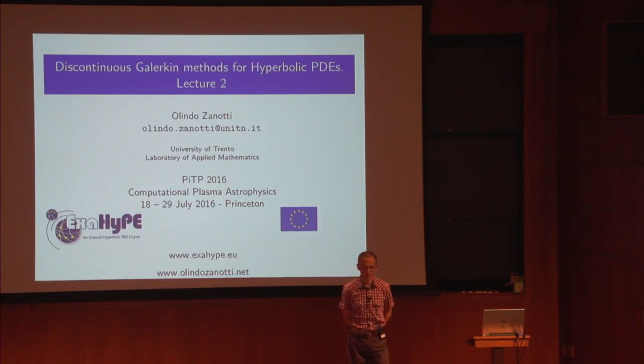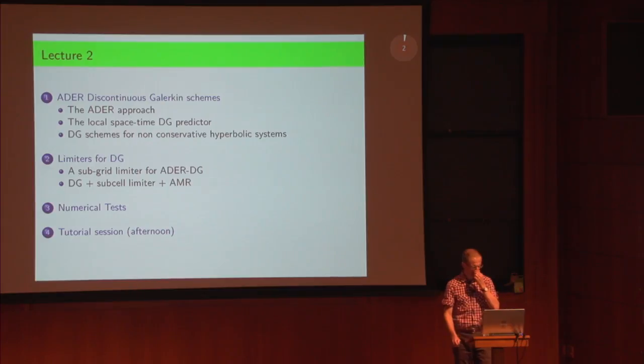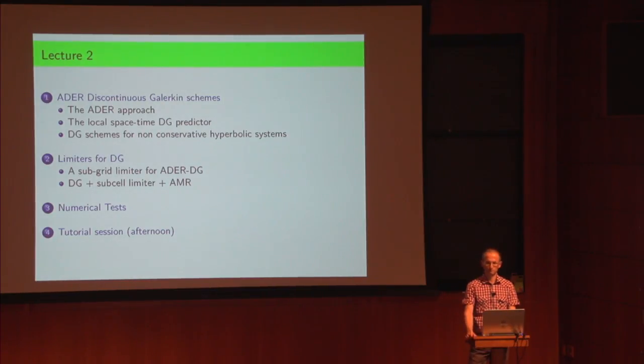Welcome back to this second lecture about discontinuous Galerkin. So the plan today is the following. Actually, we also have a session in the afternoon. I will introduce today a second family of discontinuous Galerkin schemes that we call ADER, which differ with respect to the Runge-Kutta ones that we have seen. We will need to spend some time on them because they represent our core business in Trento, and we have done a lot of research on them in the last few years.